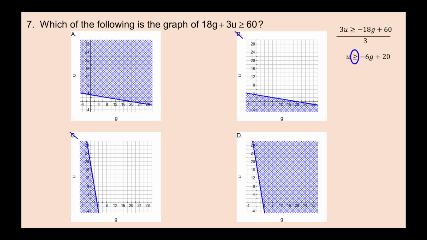From there, my slope is -6 and my intercept is 20. So between the options of A and D, the one that looks like it has a y-intercept of 20, or in this case, it's not a y-intercept, it's a u-intercept of 20, is going to be D.